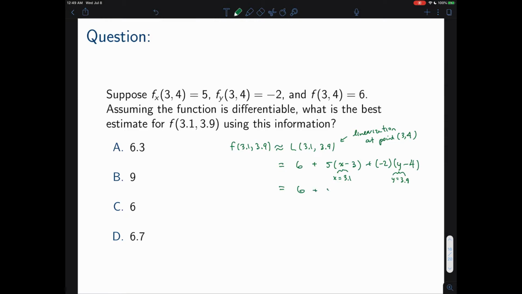So let's see, we get 6 plus 5 times 3.1 minus 3, which makes 0.1. And then negative 2 times y, which is 3.9, 3.9 minus 4 makes minus 0.1. So I've got 6 plus 0.5, and then here the minus signs cancel out and we get 0.2. So 6 plus 0.5 plus 0.2 makes 6.7. And that's choice D. So based on the information we were given, our best estimate is 6.7.